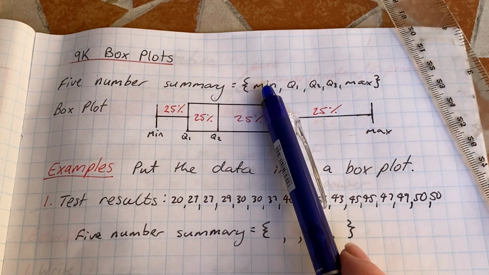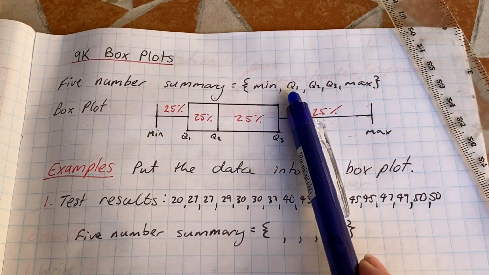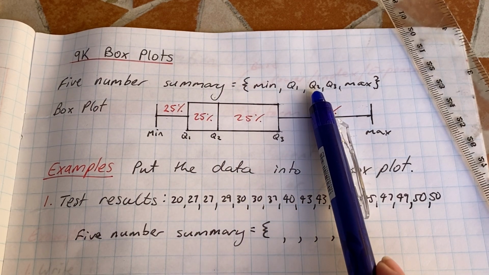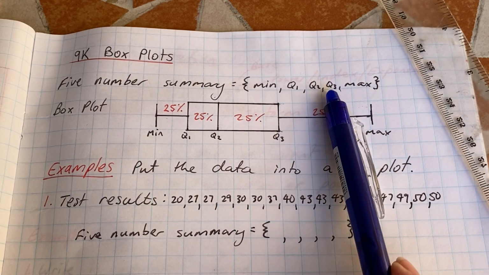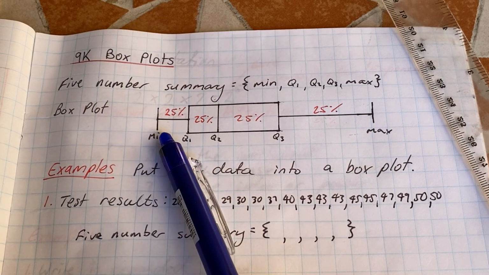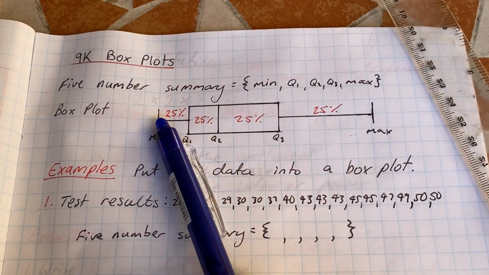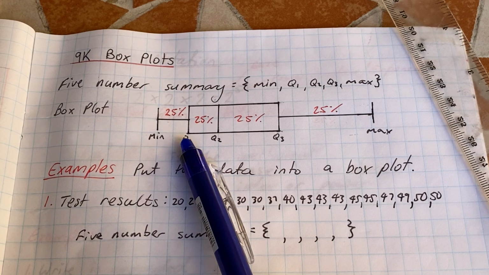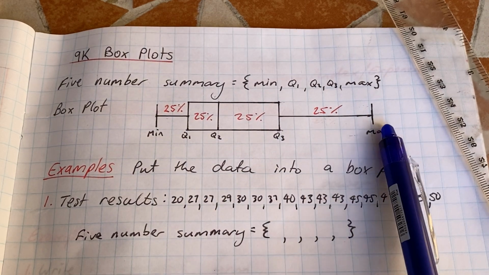So the 5-number summary is the minimum score, the lower quartile or Q1, the median or Q2, the upper quartile or Q3, and the maximum. So here's the minimum, this line here. Sometimes they have a dot instead of a line. Q1, Q2, Q3, and the maximum.